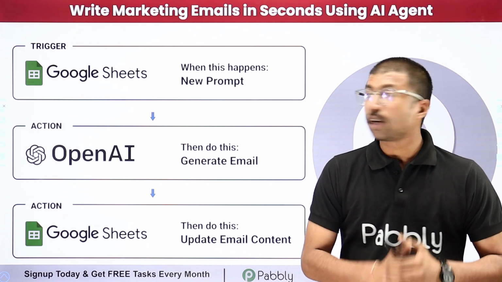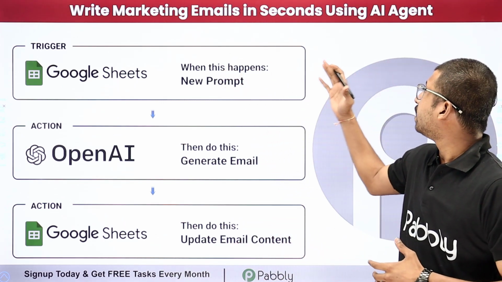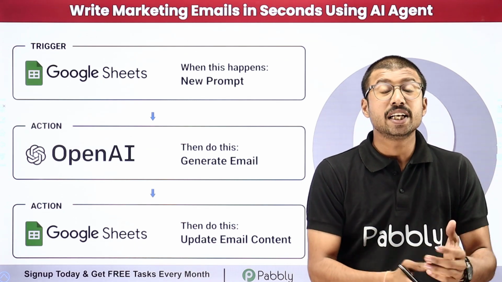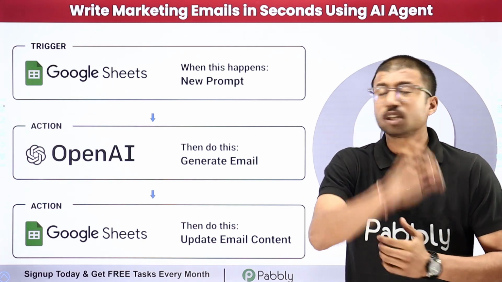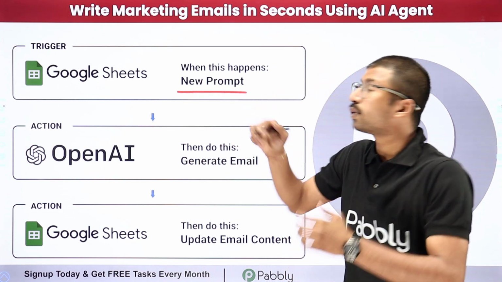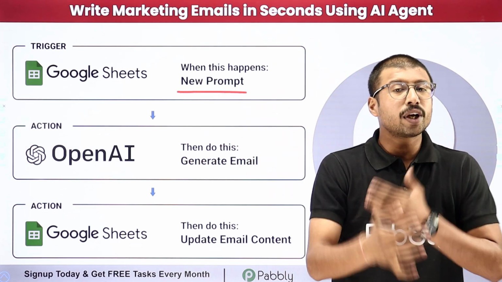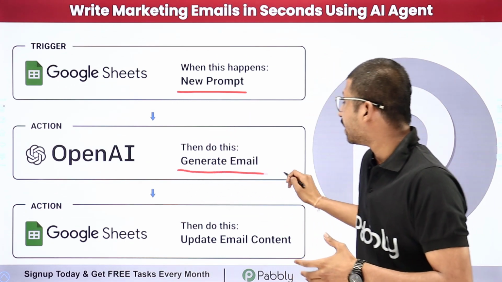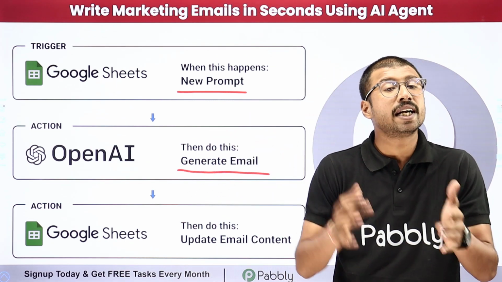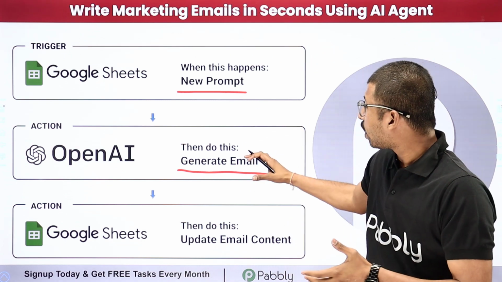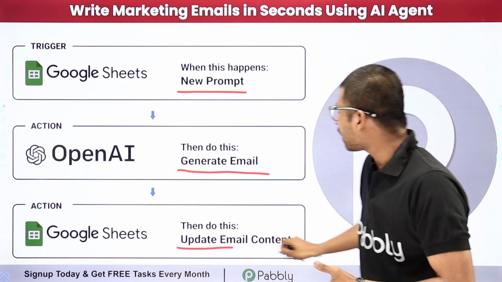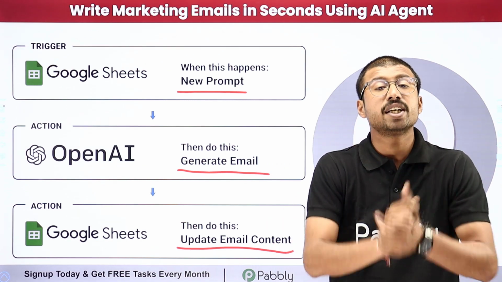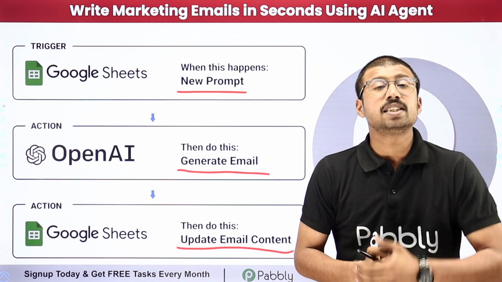So in this video, we are going to learn how to write marketing emails in seconds using an AI agent. We are going to build an AI agent for Google Sheets, using which just by entering the email prompt in a cell of our Google spreadsheet, you can automatically generate the email content using OpenAI or ChatGPT. And after generating the subject line, header and the email body, we are going to update the same email content back into Google Sheet into the same row. And this automation or AI agent is going to do all of this just in seconds.